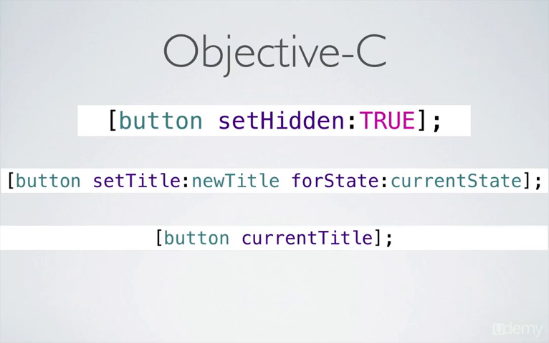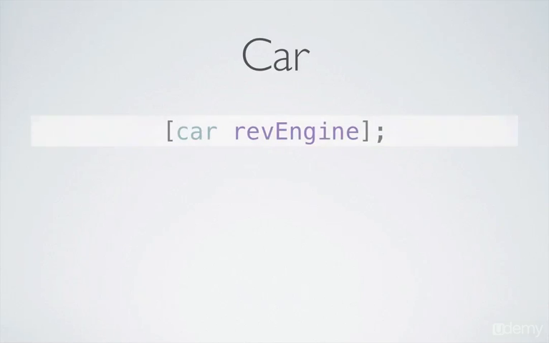So to get started with Objective-C, let's think about it in terms of a car object. Suppose I'm creating a game that included a custom class for a car. If I want to rev the engine and that car object speaks Objective-C, what would I type? Probably something like car revEngine, where car is the object and revEngine is the method.